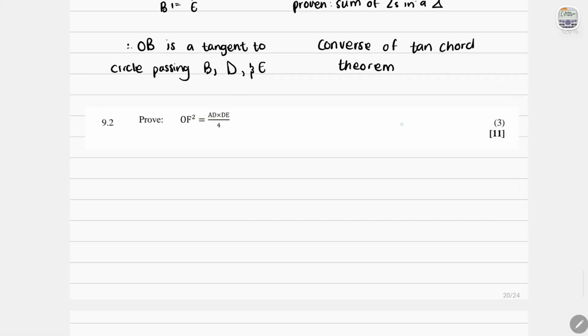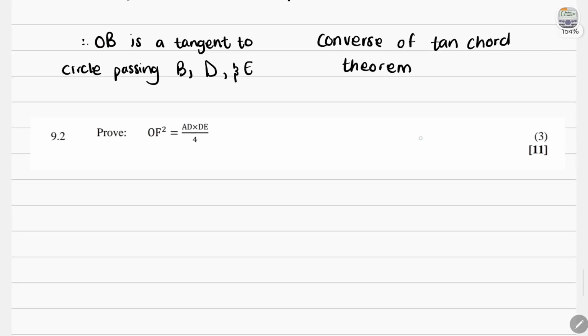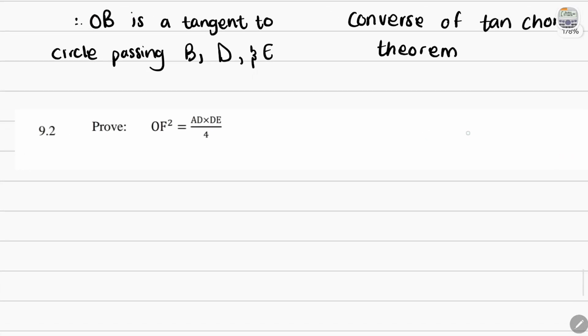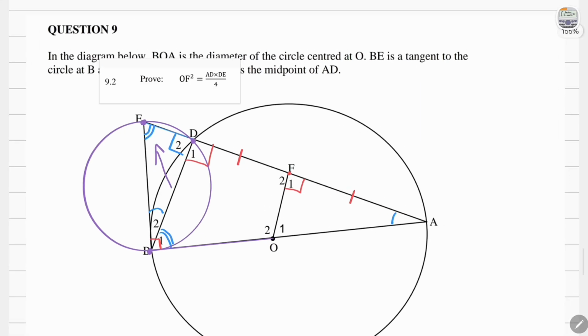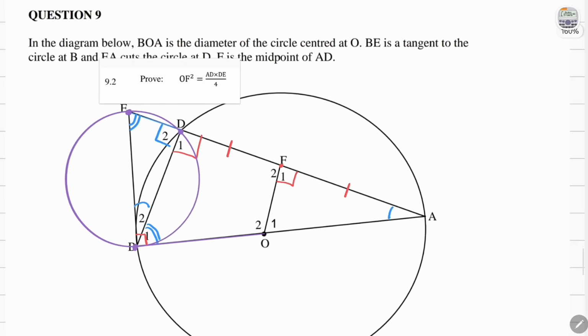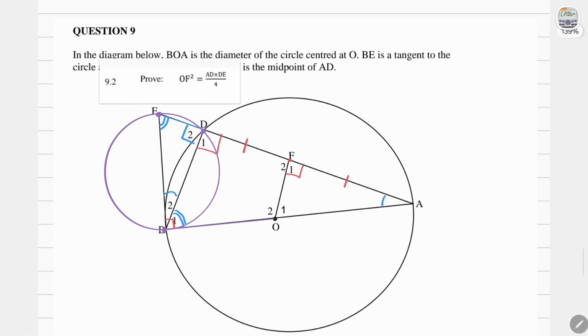Question 9.2 says, prove that OF squared is equal to AD times DE over 4. So let's go ahead and just find out where these sides are so we can see which triangles they're using. Looking at this, OF is this side over here, and we'll say OF squared. And then AD is this side, and then DE is this side.